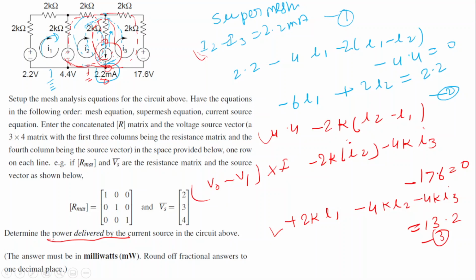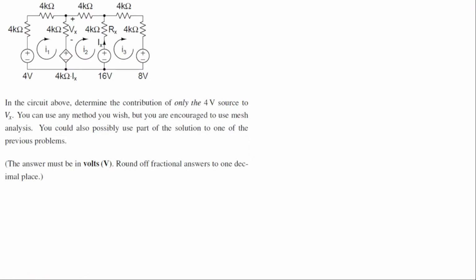Okay, if there are no further questions, let's move on. Now this problem is about the circuit: determine the contribution of only the 4-volt voltage source to Vx.